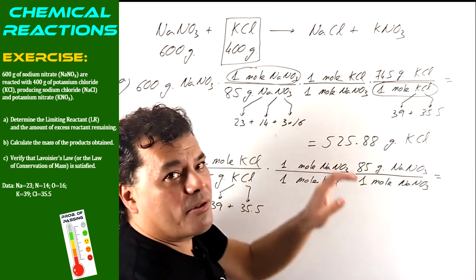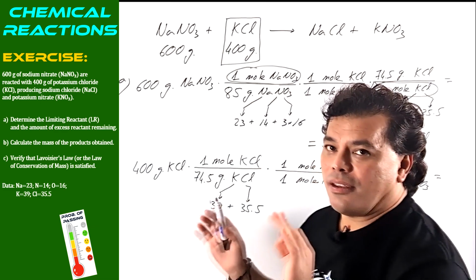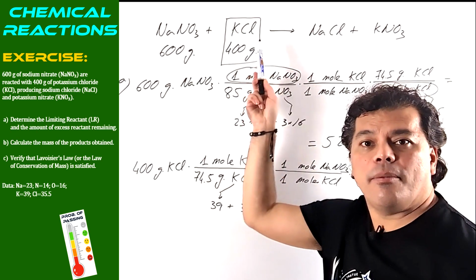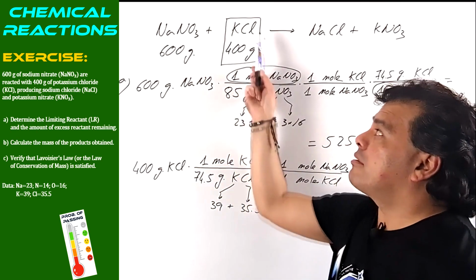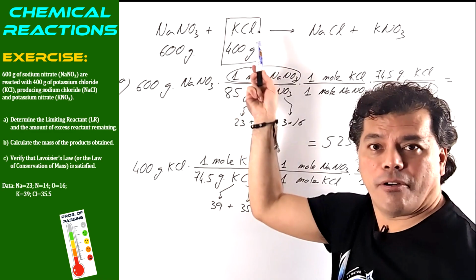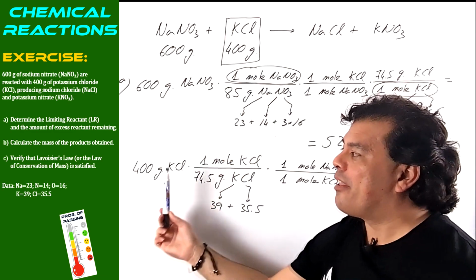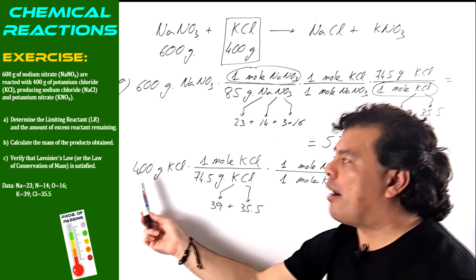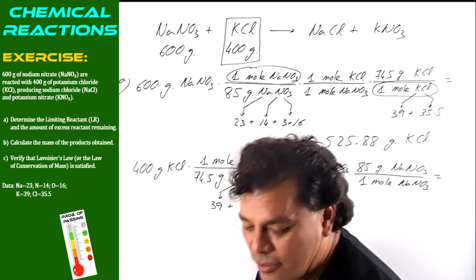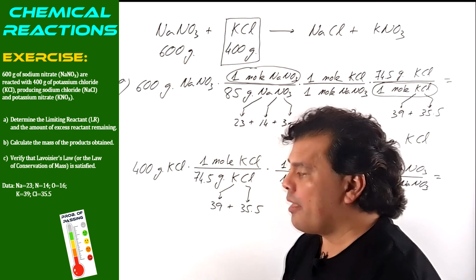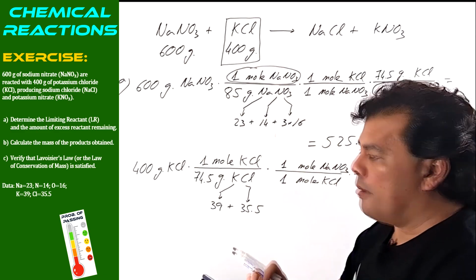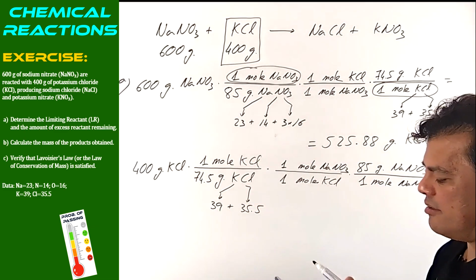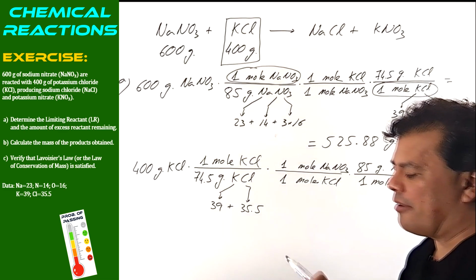Now, let's use our calculator, because don't forget that as we have discovered that this is the limiting reactant, this 400 grams of potassium chloride will disappear. We are calculating with how many grams of the other substance are going to react. So let's use our calculator to do 400 multiplying 85 and divided by 74.5.